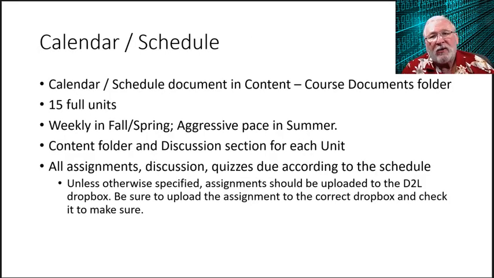Now let's talk about how the course will lay out as the semester progresses. First, there's a calendar and schedule for the course in the course documents folder of D2L content. You should look at it and transfer any deadlines to your own calendar if you keep one. There are 15 full units, so in a fall or spring semester, each week a unit will open in content. And at the very least, there will be a written module plan and a link to one or more video lectures. We'll work at a pace as a class. It's not a self-paced class, even though it's online.